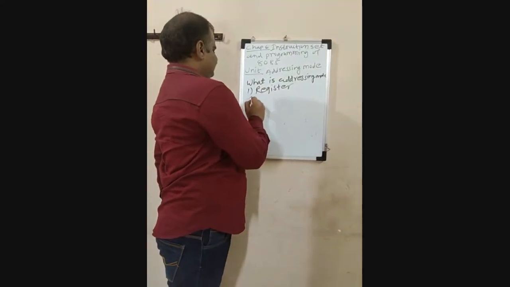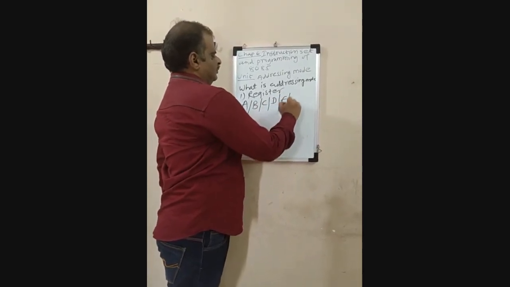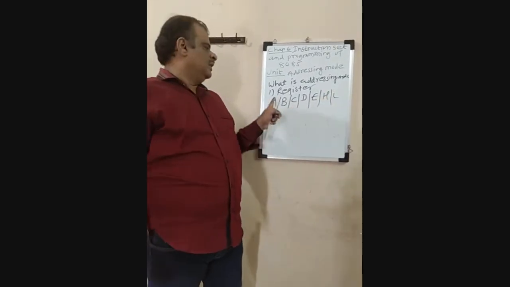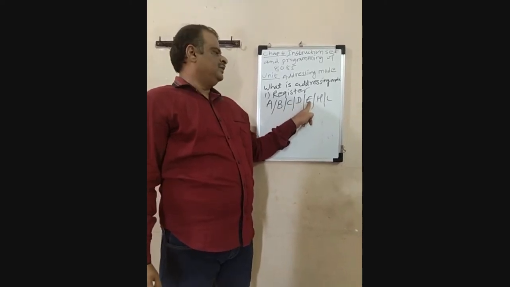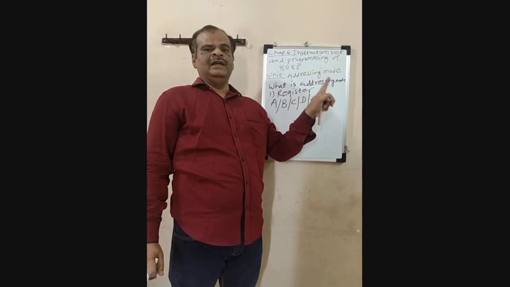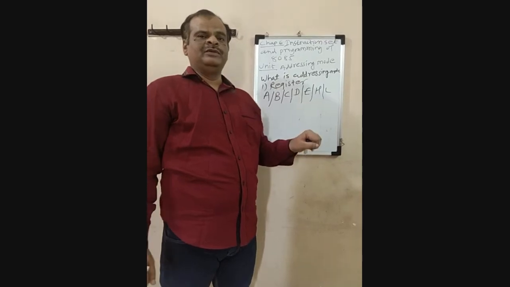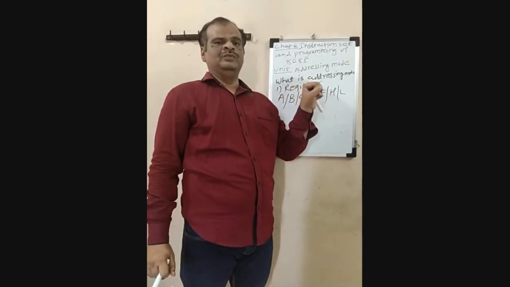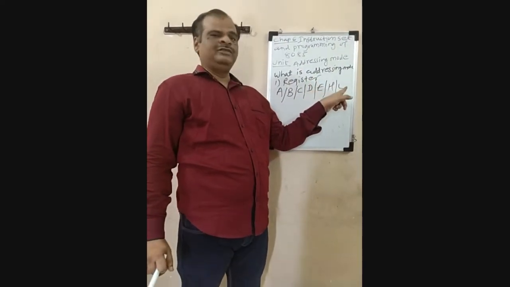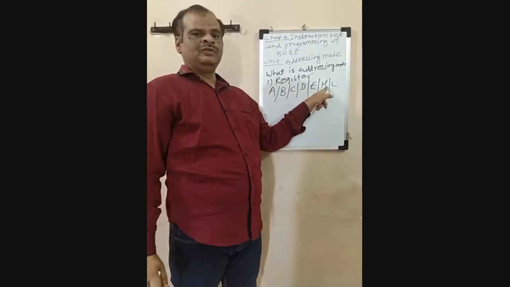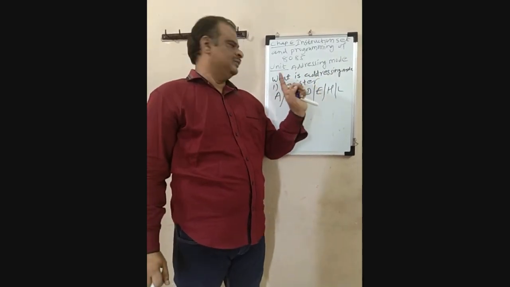Here I tell which types of general purpose register there are: register A, register B, register C, register D, register E, register H, and register L. These 7 general purpose registers are used in register addressing mode. At the source place any one of these registers is used, and at the destination location any one register is used.